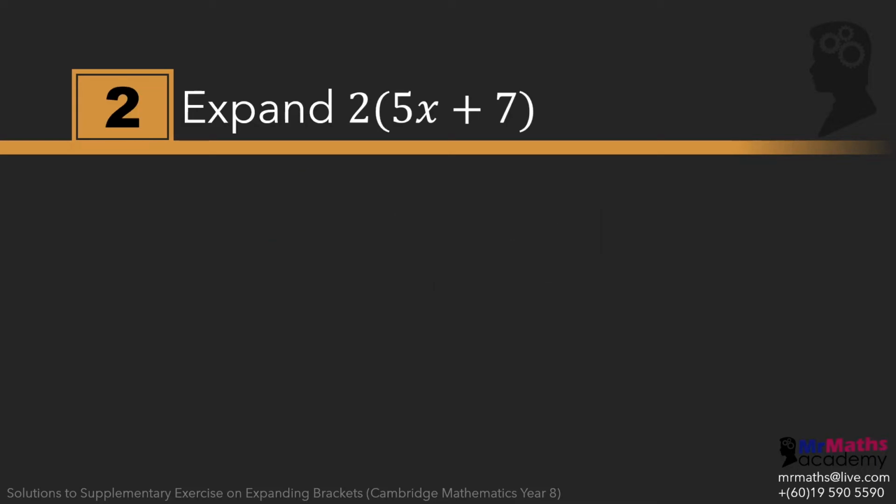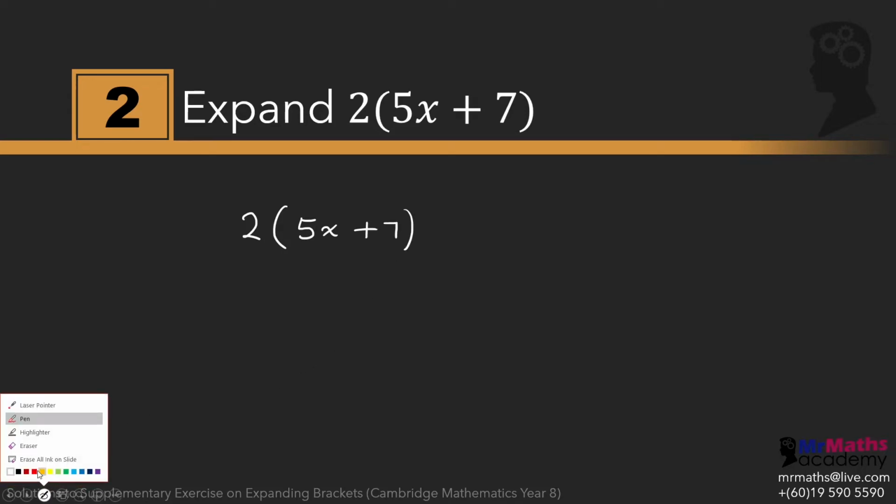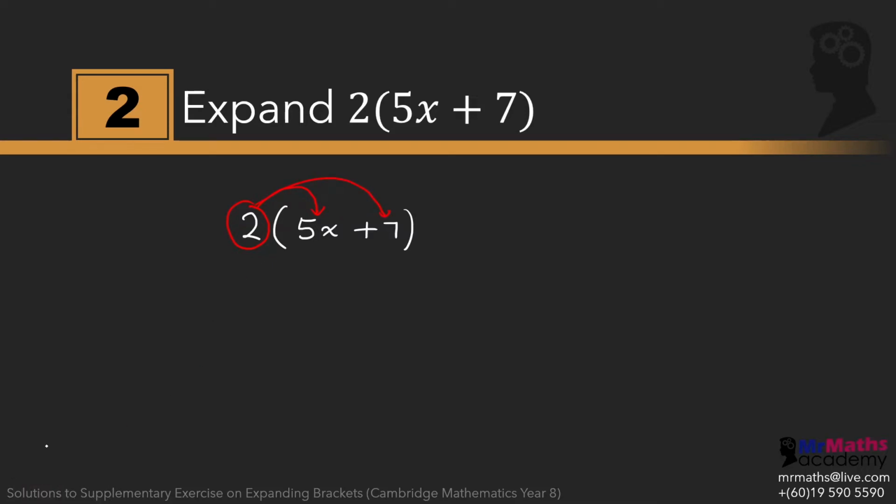Next question, we have 2 times with two terms inside the bracket, which is 5x plus 7. Like the previous questions, what we need to do is to multiply the term outside the bracket with each term inside the bracket. So this equals 2 times 5x plus 2 times 7.